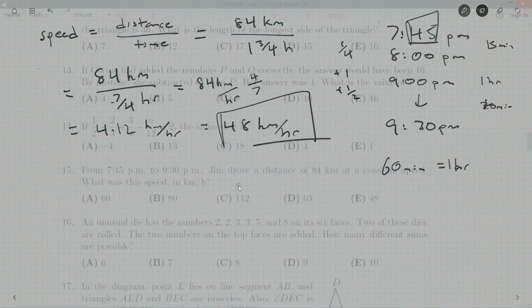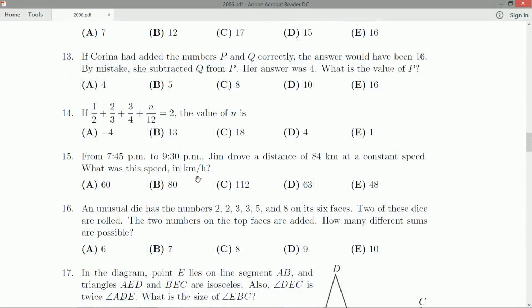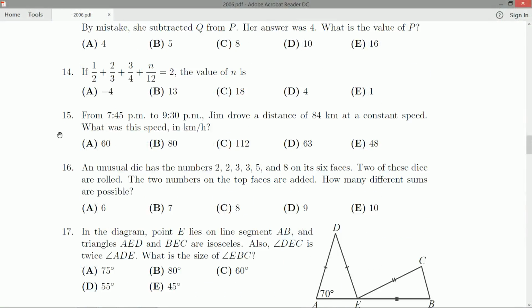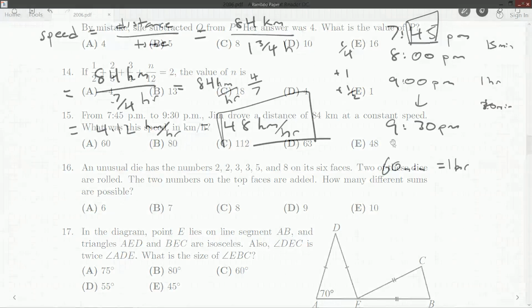And of course, if at any point you needed to get your calculator out, that's fine. But speed in kilometers per hour, that's going to be E, 48.